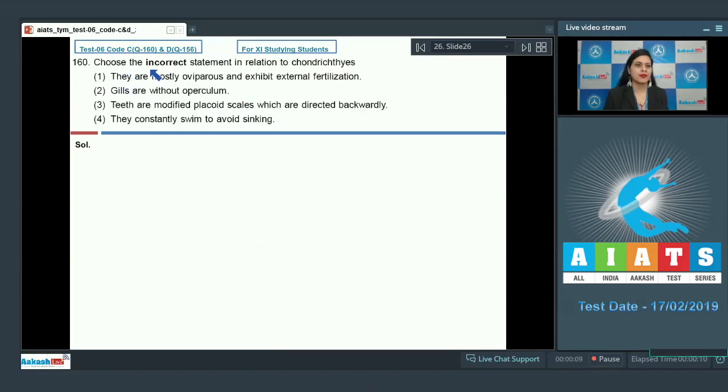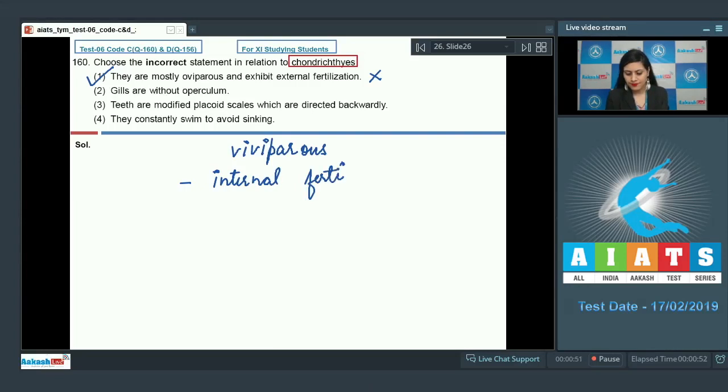Question number 160. Choose the incorrect statement in relation to Chondrichthyes. And the very first statement given is, they are mostly oviparous and exhibit external fertilization. And as it is an incorrect statement, so this is a correct answer to our question. Because cartilaginous fishes, they are mostly viviparous and exhibit internal fertilization. Let's discuss rest of the options.